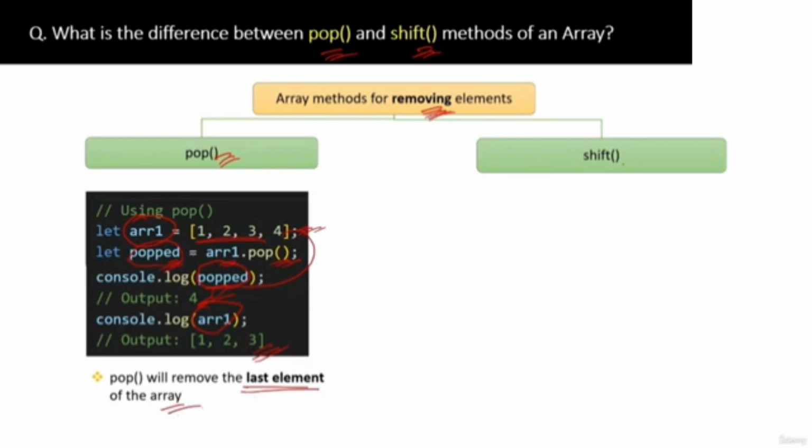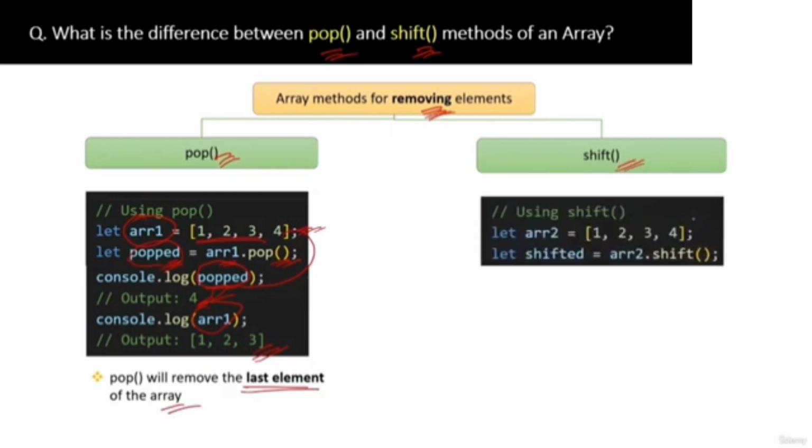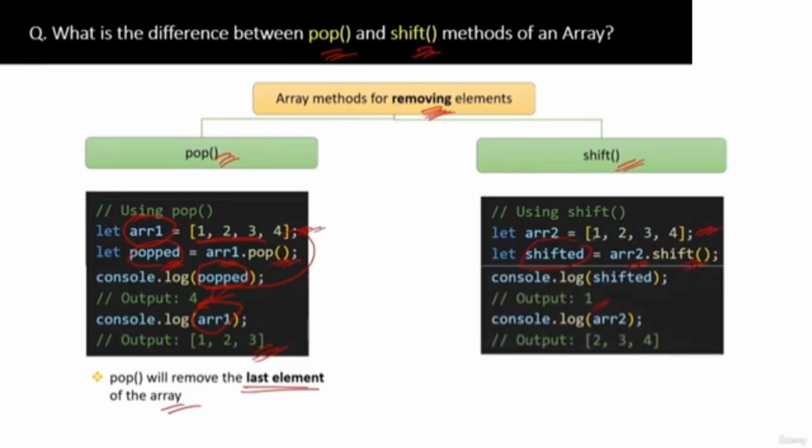The next method for removing elements from the array is shift. Here is the array, and now we will apply the shift method to it like this, and in the result, we will get the first element of the array. So when we print the shifted number, it will be the first element, which is 1 in this case. And if we print the whole array, we will get elements 2, 3, and 4. The reason is the shift method will remove the first element of the array. So shift is removing the first, pop is removing the last, and that is the difference between them.